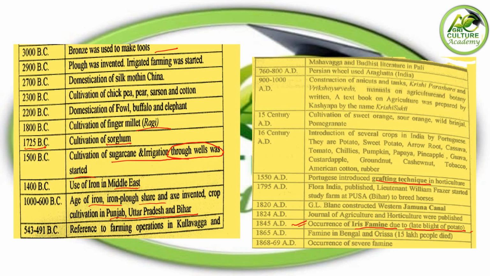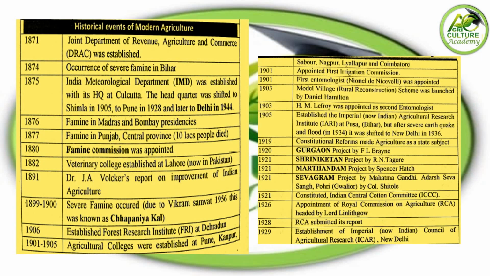In 1865 AD, famine in Bengal and Odisha. 15 million people died. Then 1868 to 69, occurrence of severe famine. Then in 1871, Director of Revenue, Agriculture and Commerce was established. 1874, occurrence of severe famine in Bihar. In 1875, the Indian Meteorological Department (IMD) was established with headquarters in Kolkata. Headquarters was shifted to Simla in 1905, then to Pune in 1928, and finally to Delhi in 1944. This is also an important question. Indian Meteorological Department, 1875. 1876, famine in Madras and Bombay Presidency.